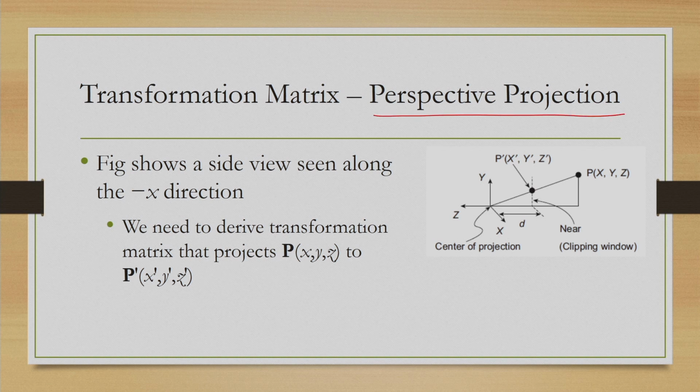So, this is more complex than parallel projection. In parallel projection, we simply dropped or changed the z coordinate, but here we require to change all the coordinates because the projectors meet at a point. Now, to derive those changes, let us try to understand the projection with this figure.